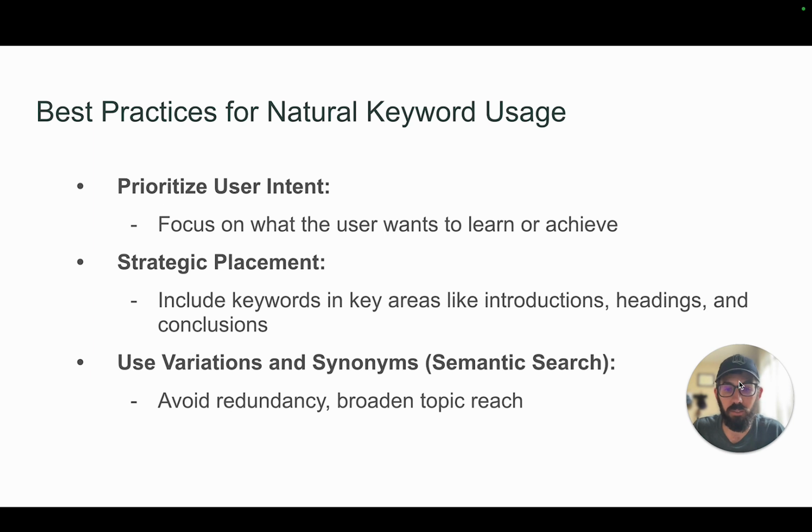And lastly, use variations and synonyms. We'll get into a deeper video at some point on this, but it's semantic search. We don't just want to say car accident attorney 100 times on our page. We would want all sorts of variations of that term naturally used. That could be car accident attorney, car accident lawyer, car accident law firm, car wreck attorney, auto accident attorney, an attorney that deals with car accidents. We're not just stuffing those keywords in, but as it naturally comes up within the content, use variations to pull in a broader topical reach. It's also going to avoid redundancy, so it's not the same exact phrase every time.